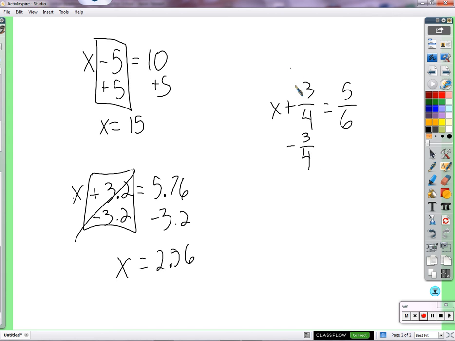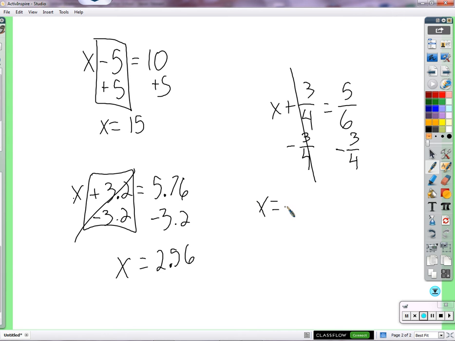3/4 minus 3/4 would be 0, so that essentially leaves x by itself. Really what it does is it's just zero. The negative and the positive are the opposite of each other. So what's left is only the x, whatever x is. So we subtract 3/4 from both sides because they started equal and they need to stay equal on both sides. It started balanced, it needs to stay balanced.